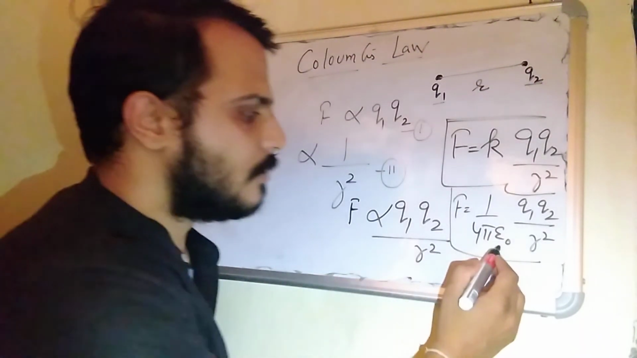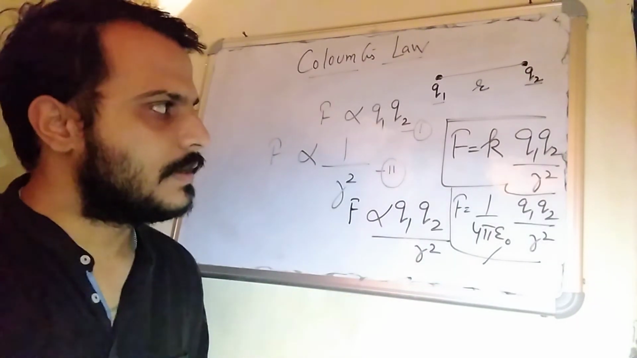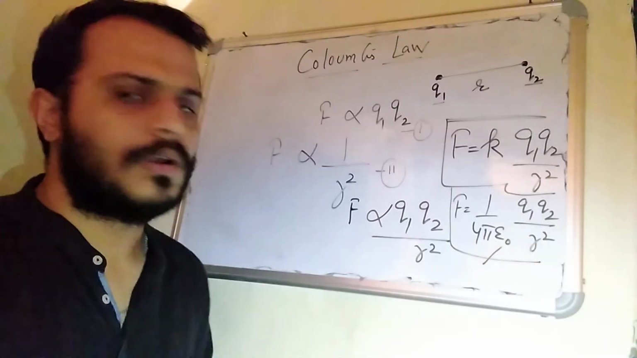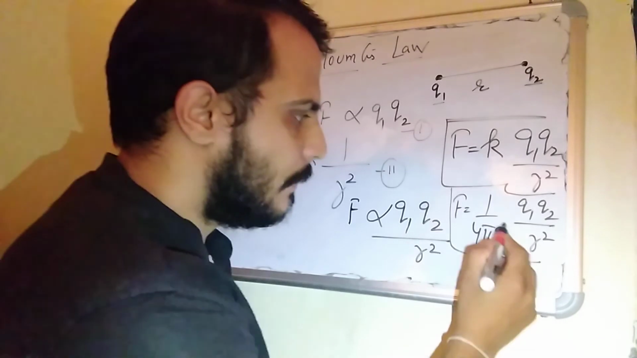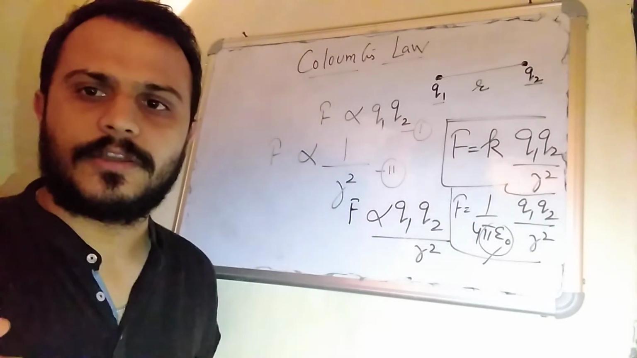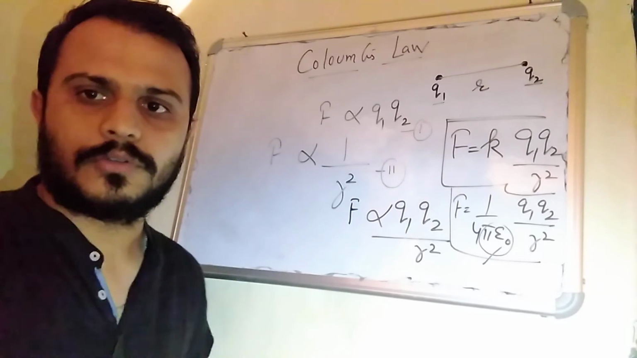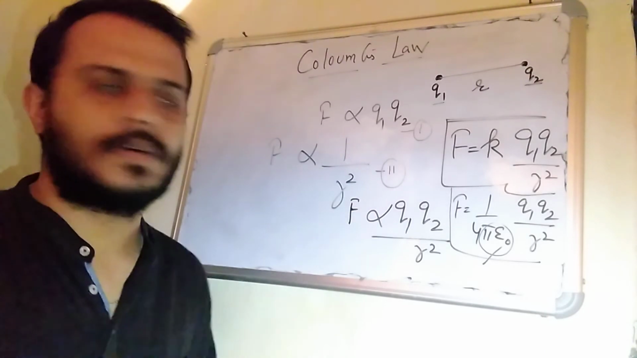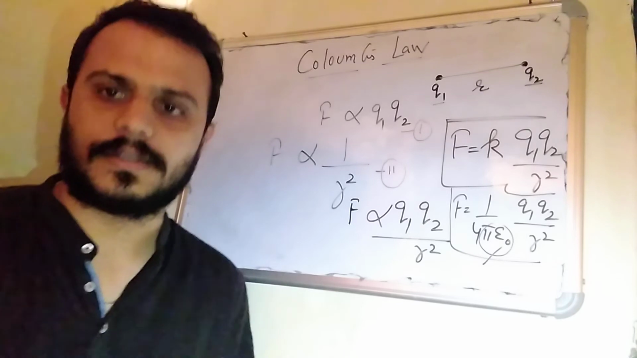This epsilon naught is known as the permittivity of a medium. If we consider that our charges are present in air or in vacuum, we call it the permittivity of free space. The larger the permittivity of a medium, the larger the polarization of that medium. So the more the permittivity, the less the force of repulsion or attraction between the charges, meaning less force between the charges.